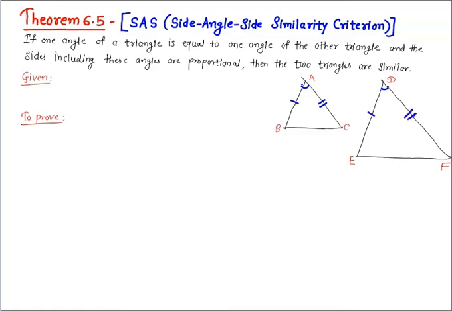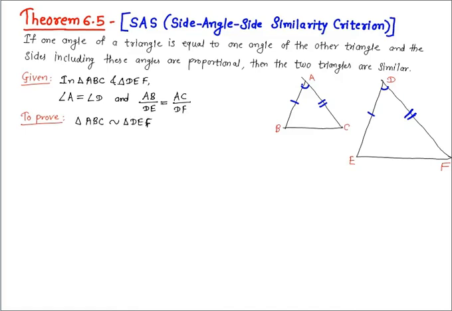So what is given in triangle ABC and triangle DEF? Angle A is equal to angle D and the ratio of the sides including these angles will be AB by DE is equal to AC by DF. So this is given. And what we need to prove? Triangle ABC is similar to triangle DEF.